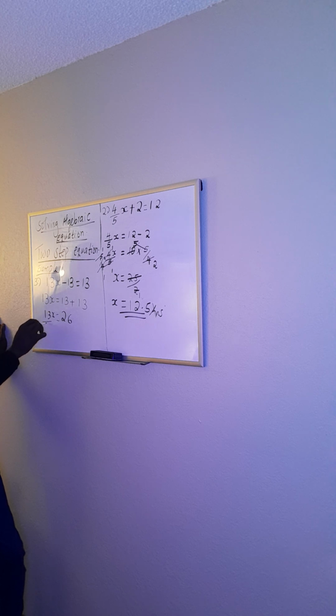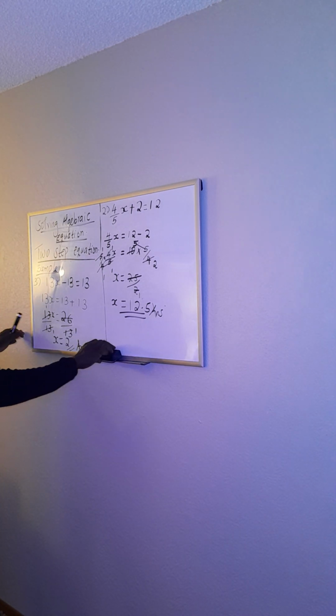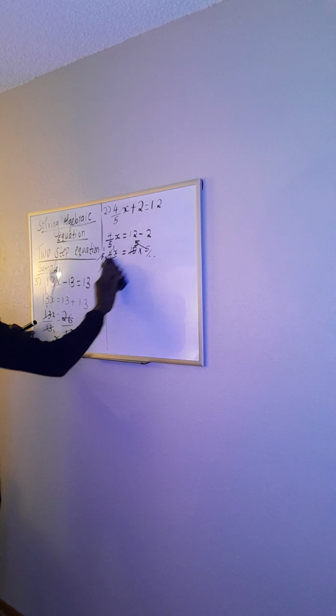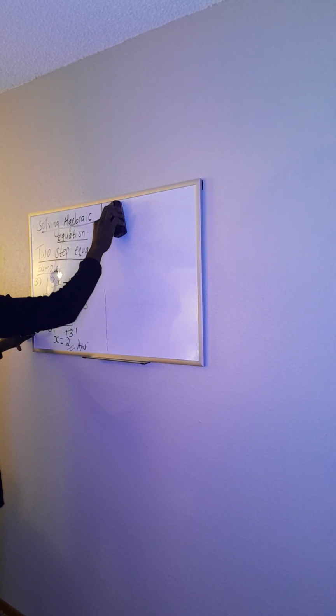And since I'm looking for the value of x, I divide both sides by 13 like that. Here 1, here 1. X is equal to 13, here 1, 13 here is 2. And that becomes my solution. So that is how you solve that two-step equation. That is the third example that I'm giving you. The fourth example of solving a two-step equation will look like this.